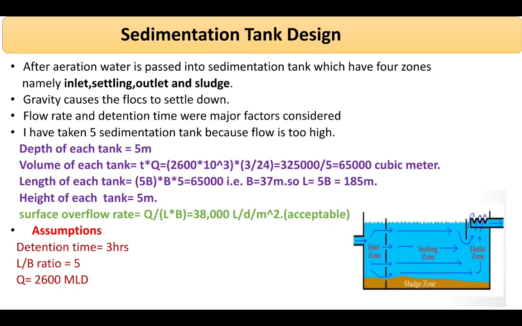So now comes the sedimentation part. Sedimentation is the process of removing the suspended particles that are heavier than the water by allowing them to settle by gravity. We have mainly four zones: inlet, settling, outlet, and sludge. The flow rate and retention time are the two major factors which we have to consider when designing the sedimentation tank. Actually the flow is too high, so I have taken five sedimentation tanks. I am also defining the characteristics of each and every tank. You can see here, I assume detention time is 3 hours, and L by B ratio is 5.